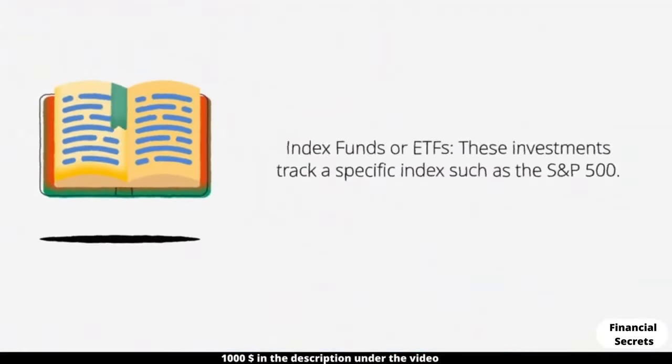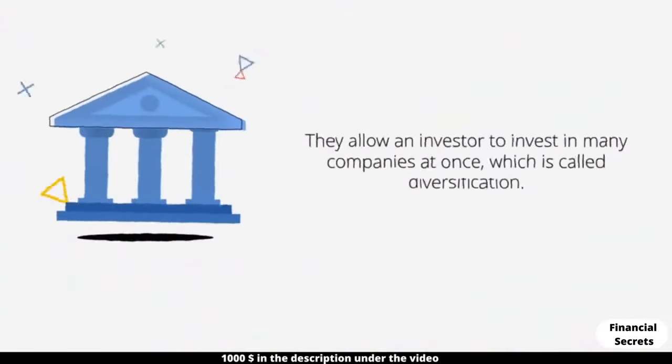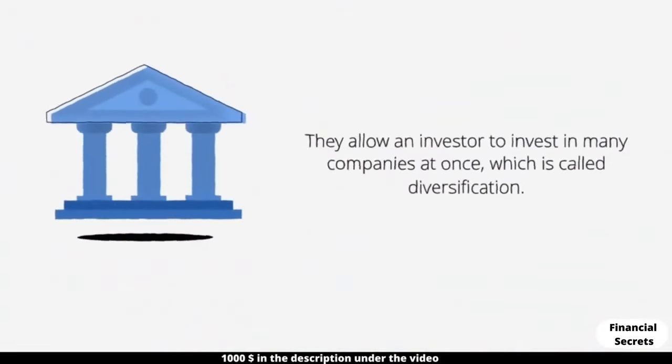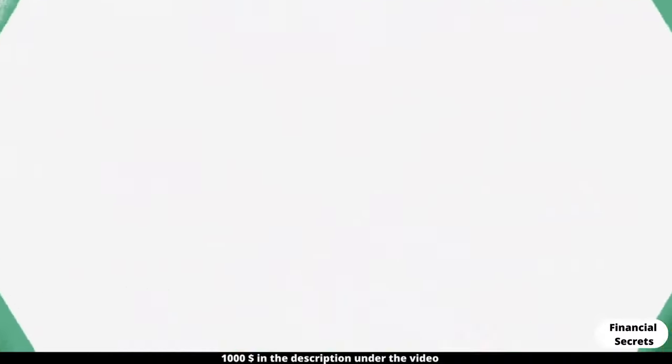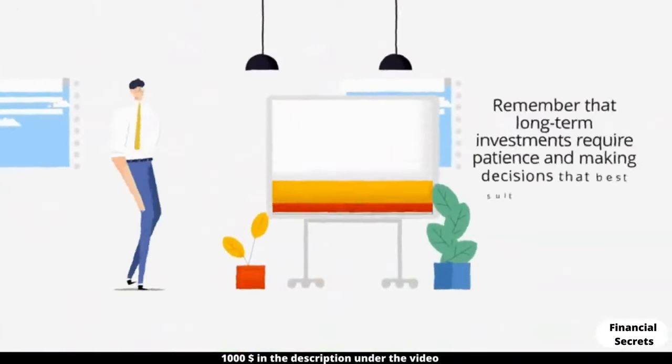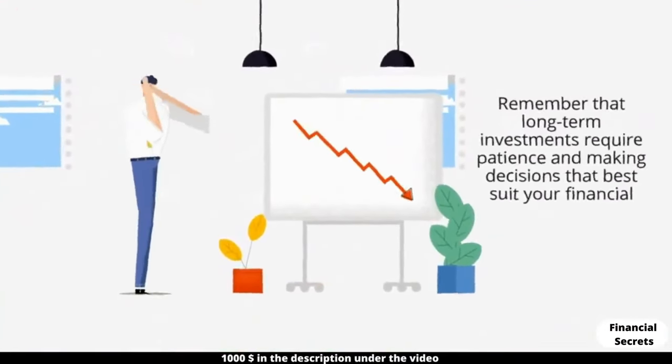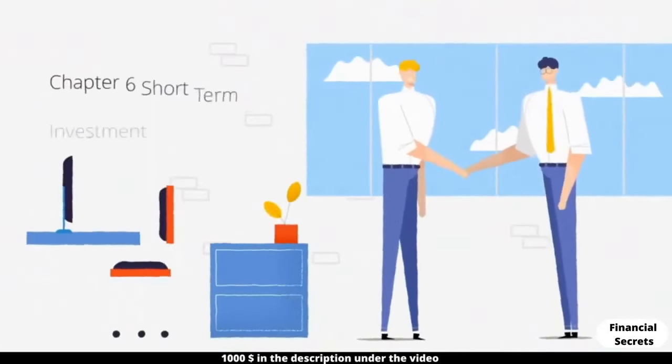Index funds or ETFs. These investments track a specific index such as the S&P 500. They allow an investor to invest in many companies at once, which is called diversification. Remember that long-term investments require patience and making decisions that best suit your financial goals and risks. Chapter 6: Short-term investment strategies.